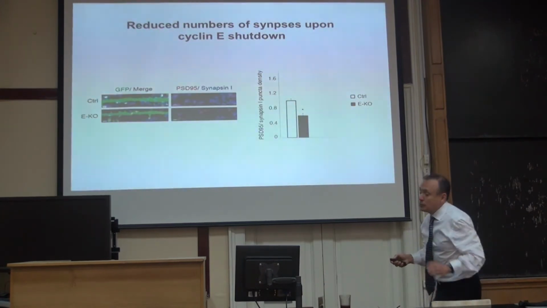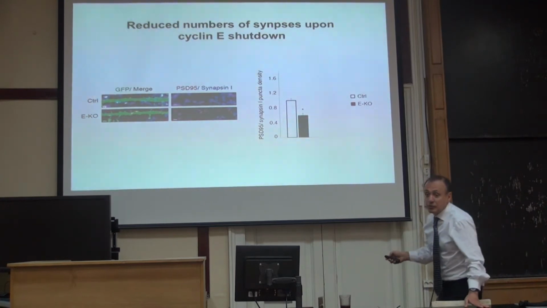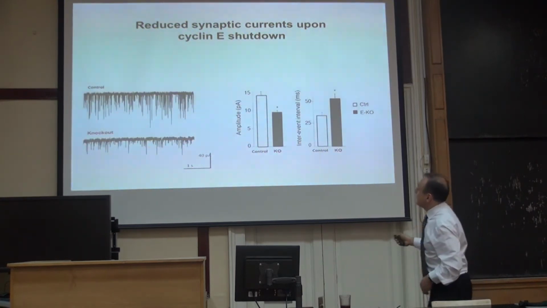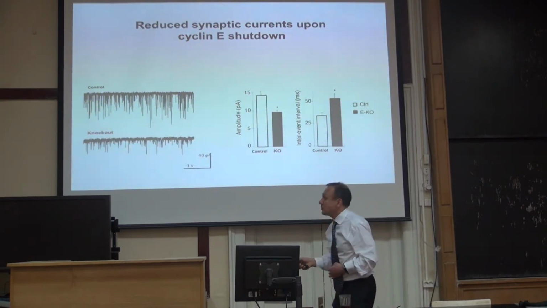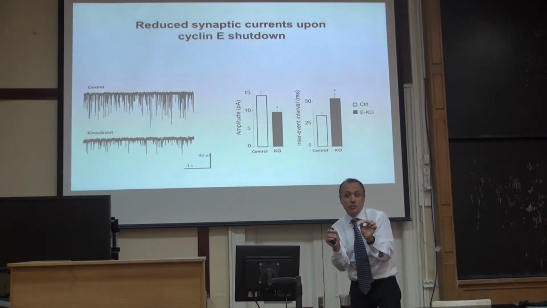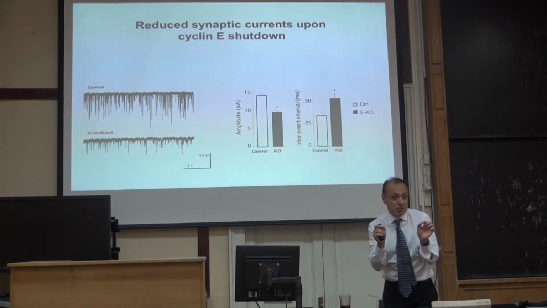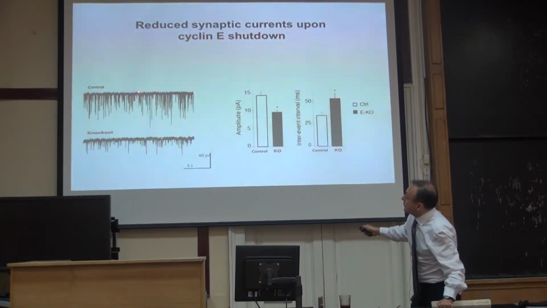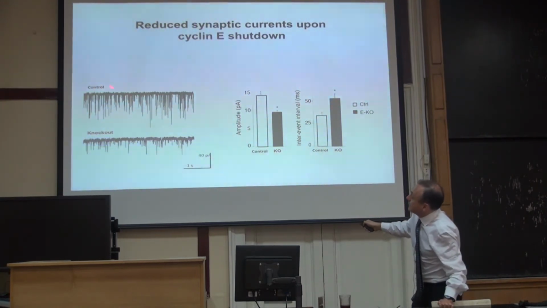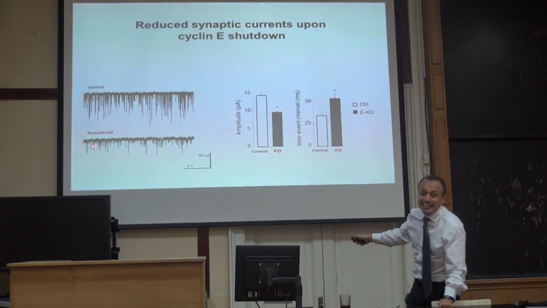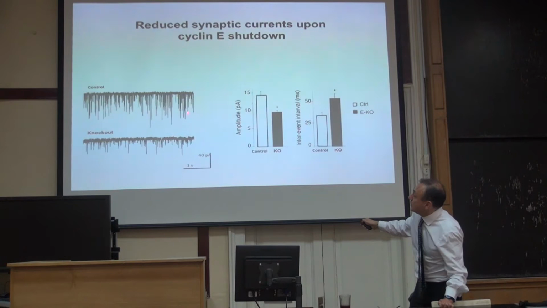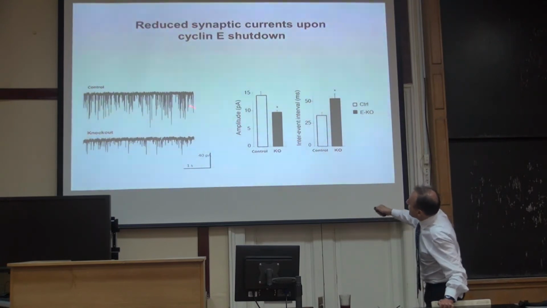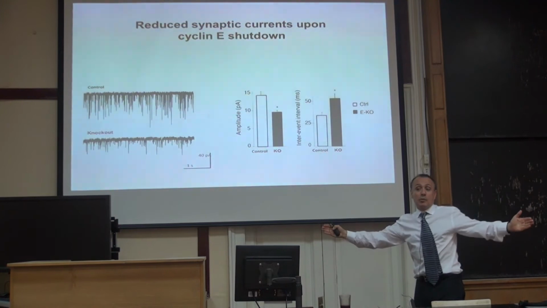But not being a neurobiologist, I was not very impressed by the staining, so we collaborated with my friend's lab, Steve Moss from Tufts, where they can actually stick electrodes and measure the synaptic potential or electric currents in the neurons. Each spike corresponds to a postsynaptic current. This is before, and this is after ablation of cyclin E. As you can see, when we turn off cyclin E, the amplitude goes down. This is amplitude from here to here, and this is smaller from here to here, and the inter-event interval frequency goes up, meaning they are more and more rare.